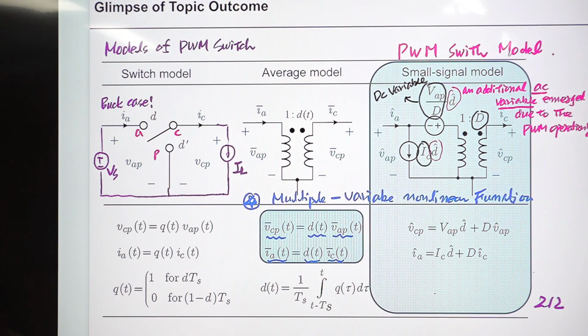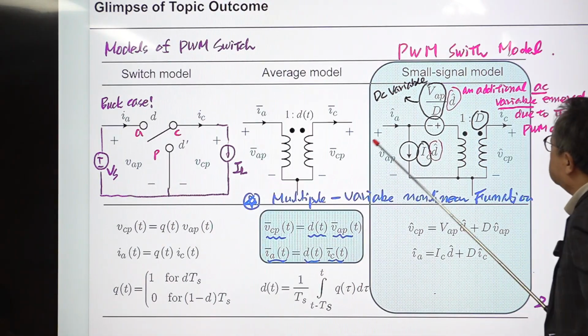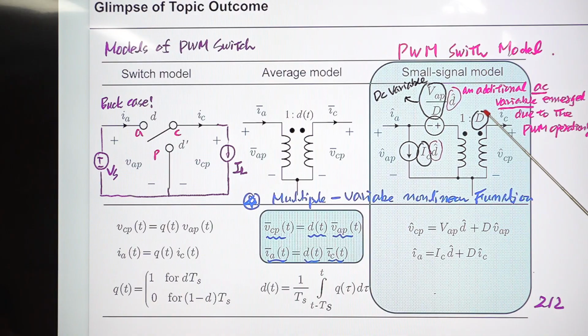The name of that guy is Multivariable. Okay, and it looks like this. There is also an ideal transformer, but in here the turns ratio is 1 to D. The D is the steady state duty ratio, and it has an input variable of VAP hat, and this might be an input variable. This is also an input variable. It's kind of an output variable. I don't know, but somehow they are related, this relationship, okay?